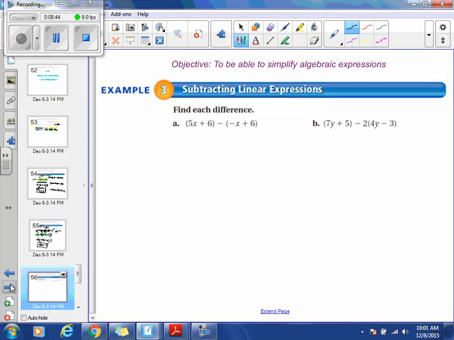All right, lastly, find each difference. So this time we are subtracting 2 linear expressions instead of adding them. So here's a linear expression, here's a linear expression. Okay, so first thing we want still is to make our expressions be all adding. So I'm going to go through 5x plus 6. That looks fine. All right, then it says minus all of this. All right, so subtract all of that. So we're going to have minus -x. And we are going to minus 6.